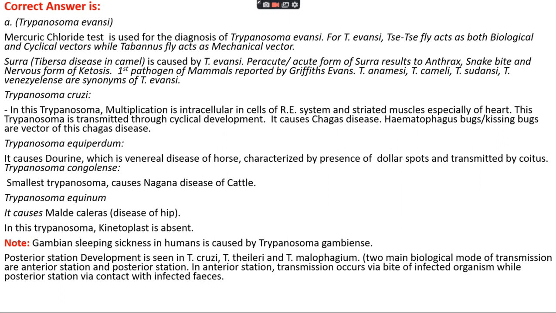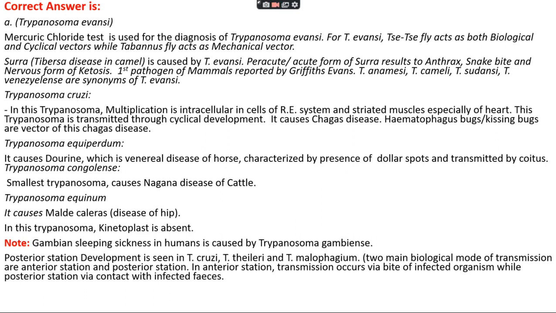Okay. If we talk about Trypanosoma evansi, then tsetse flies mainly act as a biological and cyclical vector, while Tabanus flies act as a mechanical vector of Trypanosoma evansi. And this Trypanosoma evansi mainly causes Surra disease, which is also known as Tibersa disease in camel. Okay. In the acute form of Surra, it seems like anthrax, snake bite, and the nervous form of ketosis. And Trypanosoma evansi is also the first pathogenic trypanosome of mammals, which was reported by Griffith Evans. Okay. So his name is in Trypanosoma evansi.